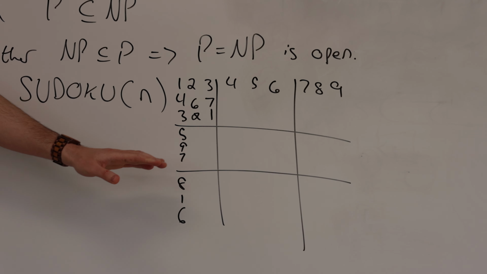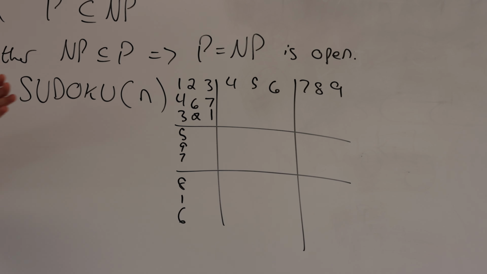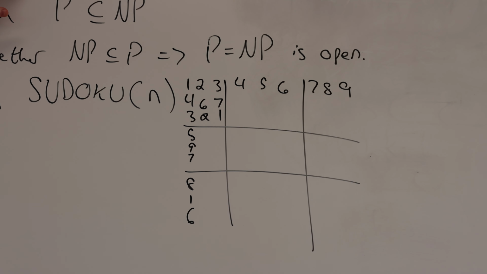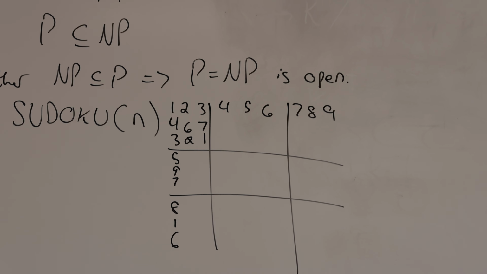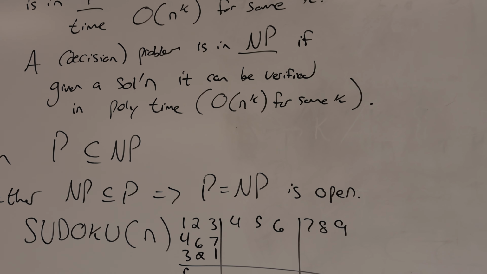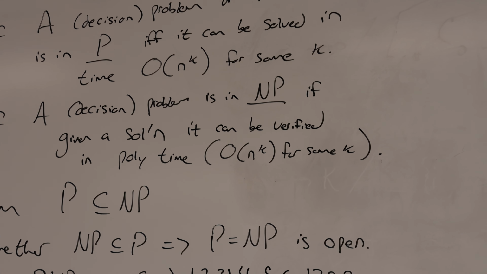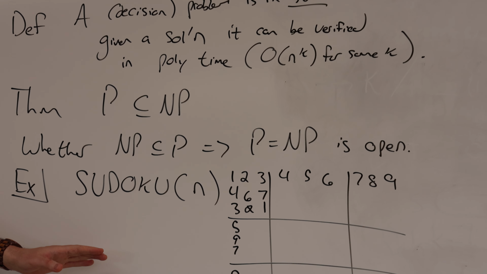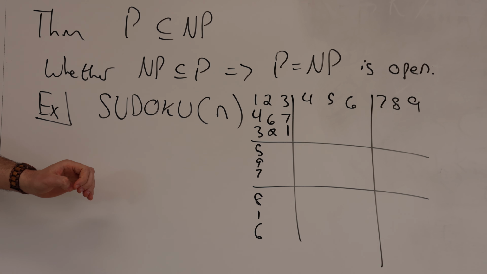So it might be hard to solve, but with NP, we're not asking about solving it. With NP, we're asking, given a solution, can I verify that it's a solution in polynomial time? So what do you think? Is this a problem that's in NP? If you're given a solution, could you verify that it's actually a solution in polynomial time?